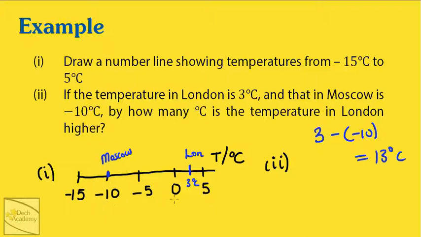So let's think of it this way. Start at -10. If I increase the temperature by 5 degrees, I get to -5. If I increase by another 5, that's -5 plus 5, I get to 0. If I increase by 3 degrees, I get from 0 to 3, 0 plus 3, which is 3 degrees, so I get to London. So plus 5 plus 5 plus 3 is plus 13. So the temperature in London is 13 degrees higher than the temperature in Moscow.